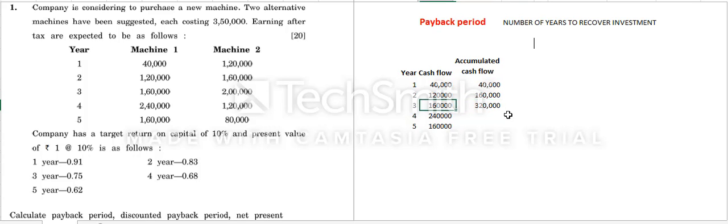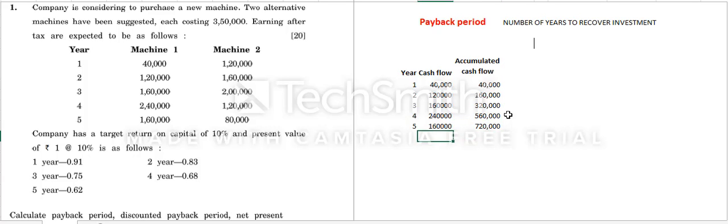So what we'll get is 3,20,000. Now at the end of fourth year we are going to sum up first, second, third and fourth year cash flow. So what we get is 5,60,000. At the end of fifth year what we get is the sum of all 5 years cash flow. So we get 7,20,000 at the end of fifth year. But our motive here is to see after how many years the company is able to recover the initial investment.